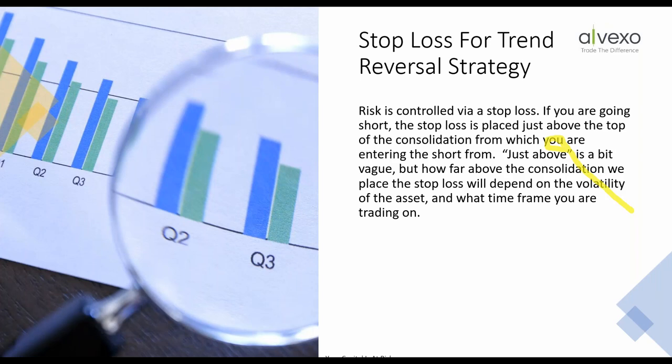Now, your risk is controlled via a stop loss. If you're going short, the stop loss is placed just above the top of the consolidation, which you are entering for the short from. Just above is a bit vague, but how far above the consolidation we place the stop will depend on the volatility of the asset and what time frame you're trading. It all depends on you. And it depends on your risk-reward ratio. It depends on your knowledge. It depends on your capital.